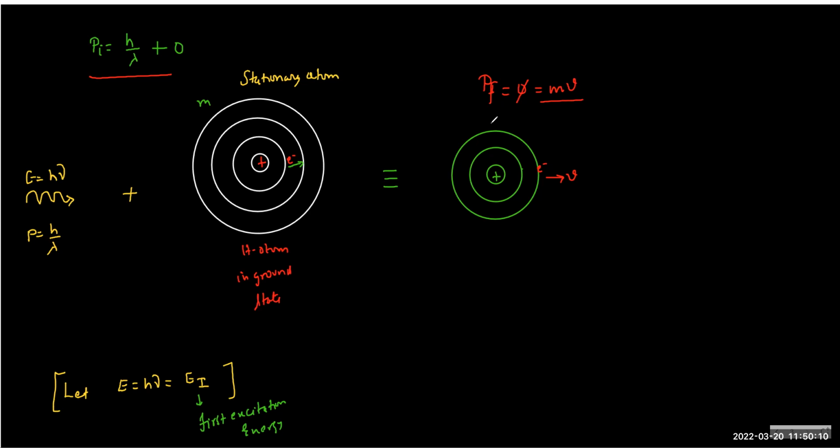So if the atom starts moving with mass m and velocity v, how much kinetic energy will it have? Half mv square. Do you realize this? And if this is the case, then how much should the energy of the incoming photon be? Now we conserve the energy part. The energy of the incoming photon should be equal to the first excitation energy plus half mv square, because if you want to conserve energy, this is the only way. Do you realize this part?